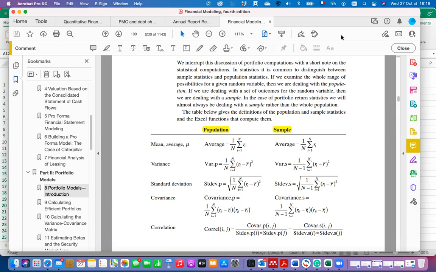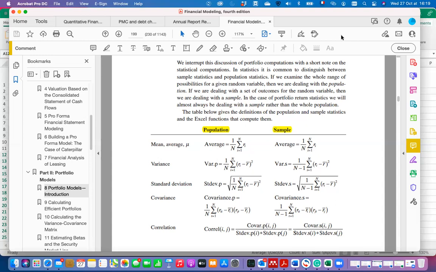So the way we compute the mean, the variance, the standard deviation, covariance and correlation differs depending on whether it is a population or a sample. The difference is on variance, standard deviation, and covariance. So during the exam, please pay attention to the way the question is written. You have to pay attention whether it is a population or a sample.